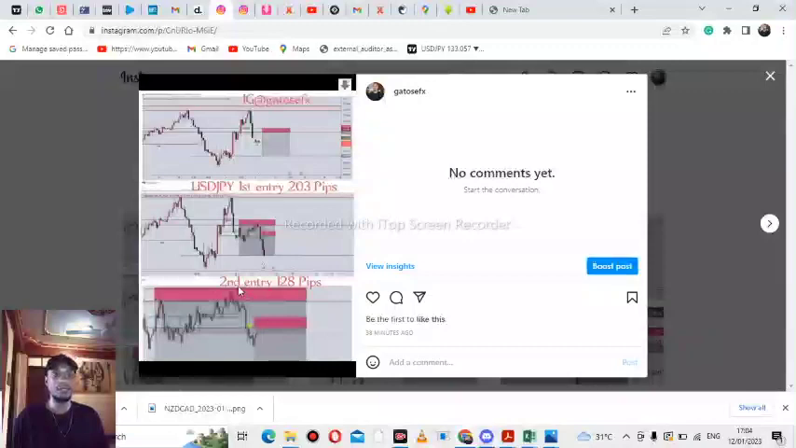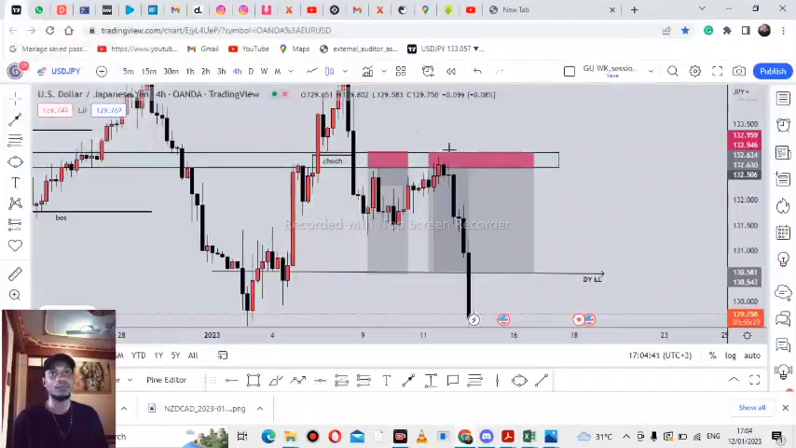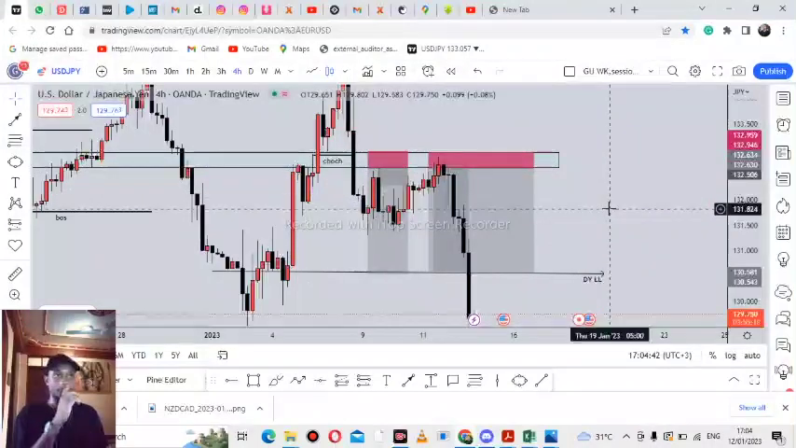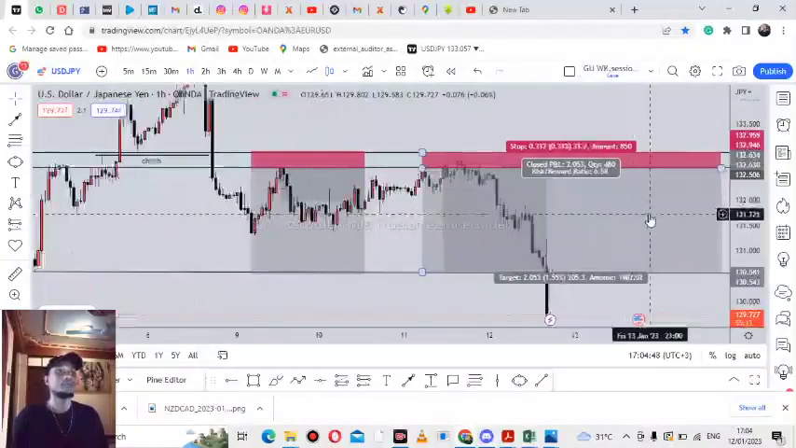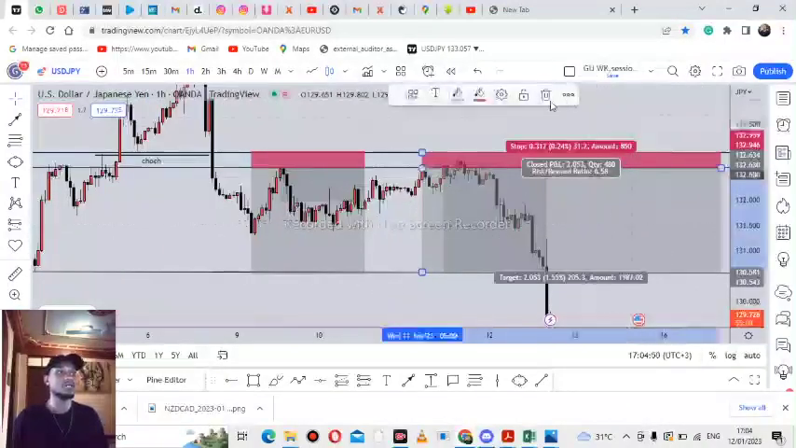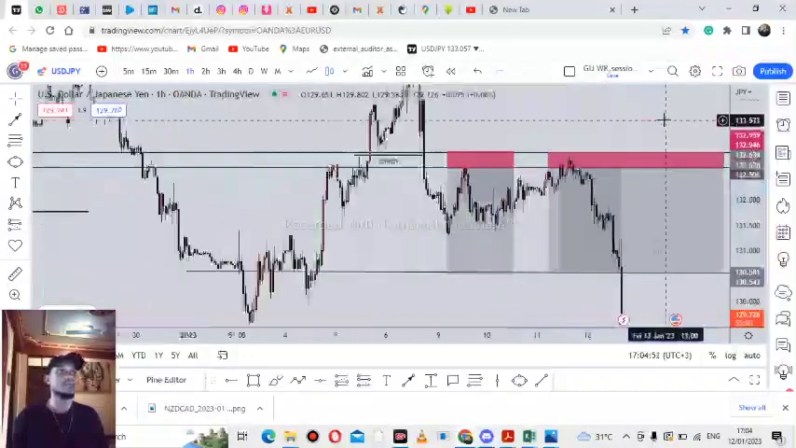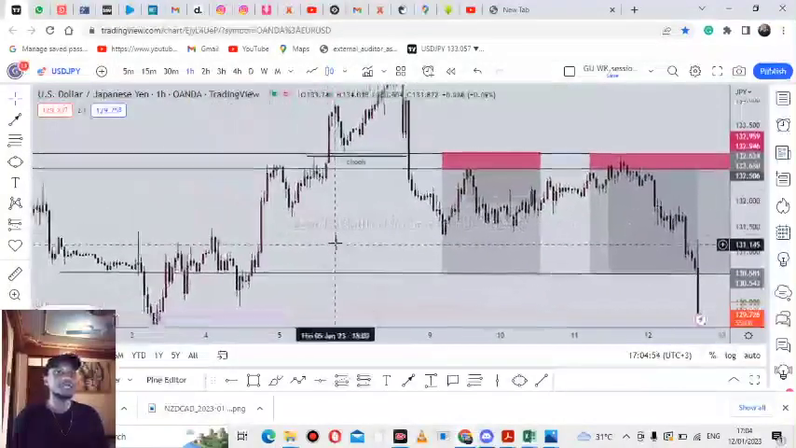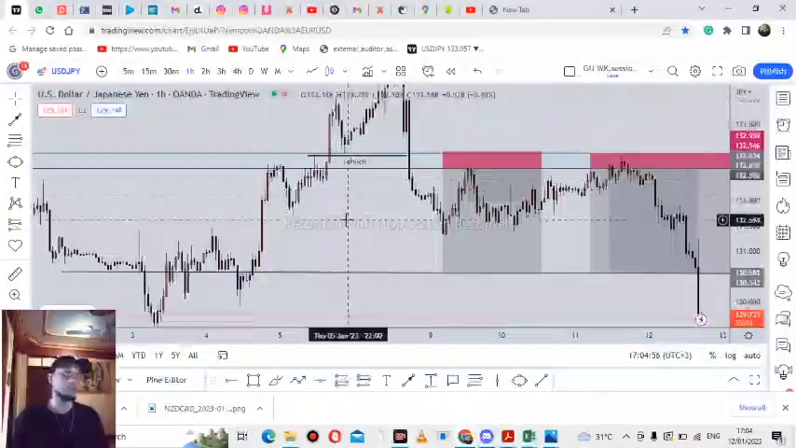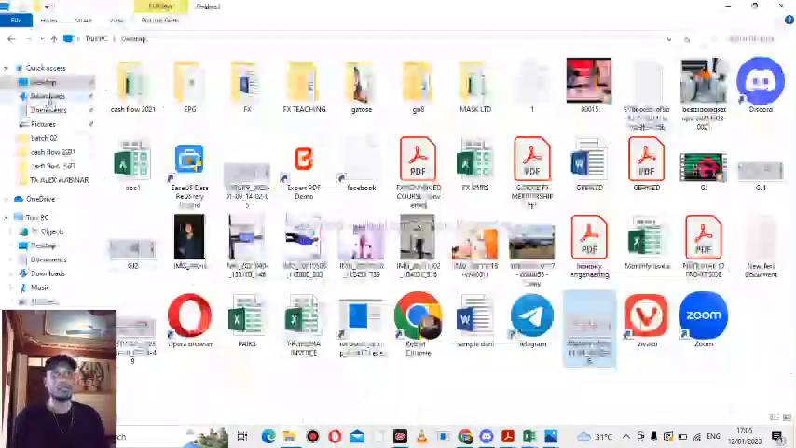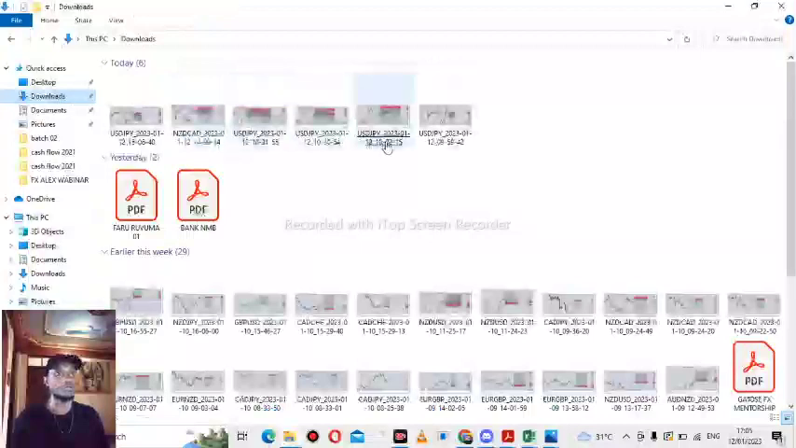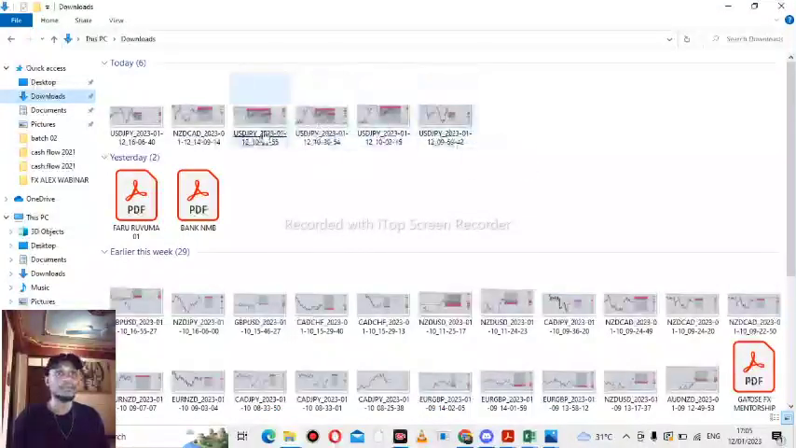But let's go and see how I added the third zone, of course, the third entry. I took it from 1 hour. What did I see? Let's go to the chart and see what were the confluences that made me add another trade. Remember, when I was taking this 1 hour, here, I saved the photo, USDJPY.